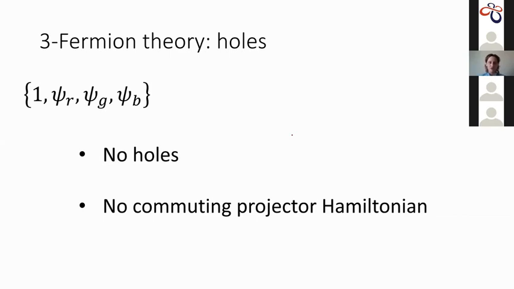This also means you can't have a commuting projector Hamiltonian because you can't have a gapped boundary to vacuum. And if you have a stabilizer commuting projector Hamiltonian, at least if it's translation invariant in 2D, you really know, rigorously, you have a gapped boundary to vacuum there. So we have to think of a different way of doing things.